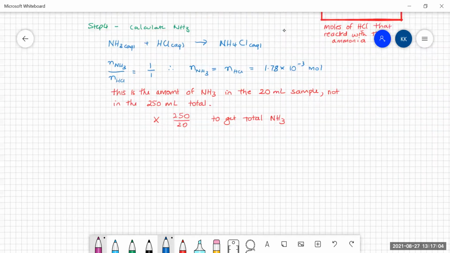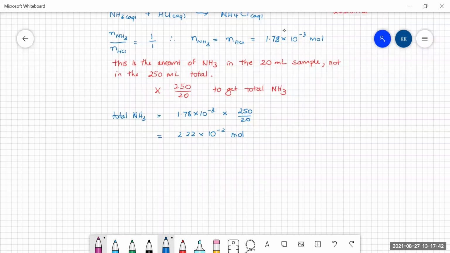So our total ammonia is going to be equal to our 1.78 times 10 to the minus 3 moles times 250 over 20, which is 12.5. And that's going to give us 2.22 times 10 to the minus 2 moles. All right, but that's not the end, is it? You might be tempted to think we're all done now. We have our moles of ammonia, but we were asked for the percentage of ammonia.